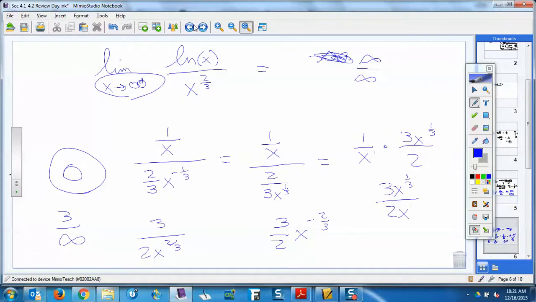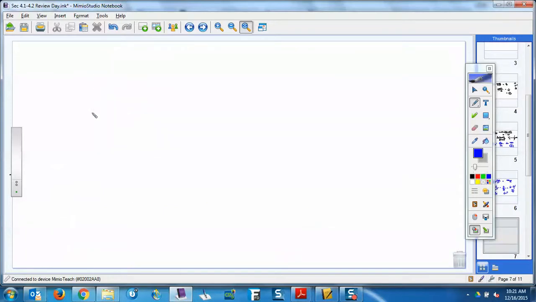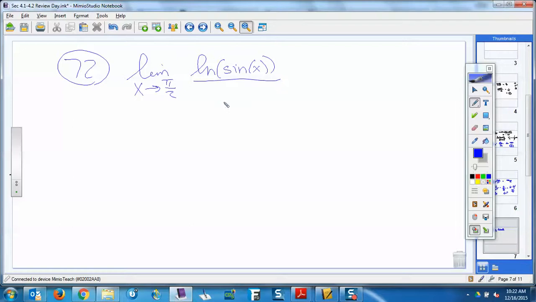All right, another one. Nicole, what'd you have? 72. Read that one. The limit I get, the equation I have is ln sin x over x minus pi halves squared.